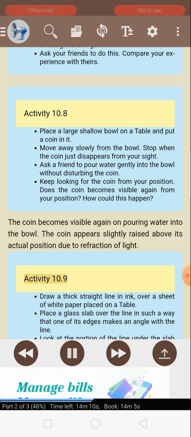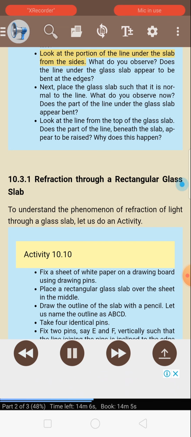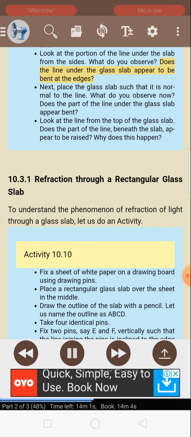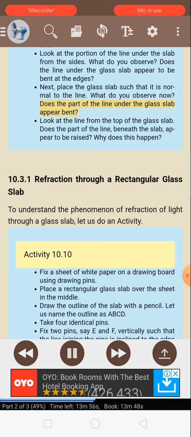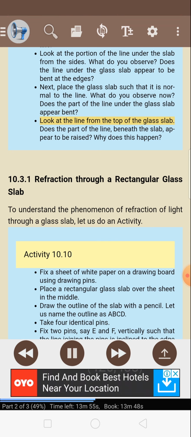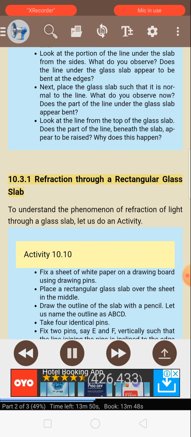Activity 10.9. Draw a thick straight line in ink over a sheet of white paper placed on a table. Place a glass slab over the line in such a way that one of its edges makes an angle with the line. Look at the portion of the line under the slab from the sides. What do you observe? Does the line under the glass slab appear to be bent at the edges? Next, place the glass slab such that it is normal to the line. What do you observe now? Does the part of the line under the glass slab appear bent? Look at the line from the top of the glass slab. Does the part of the line beneath the slab appear to be raised? Why does this happen? 10.3.1 Refraction through a rectangular glass slab.